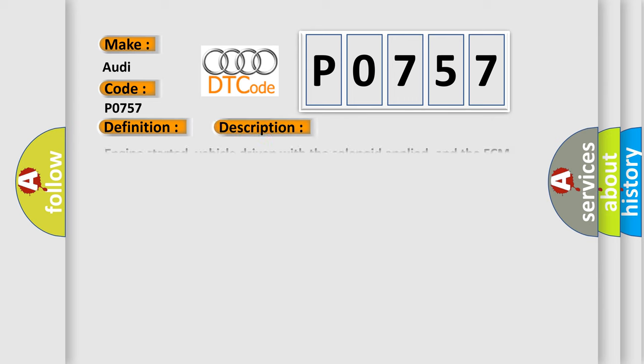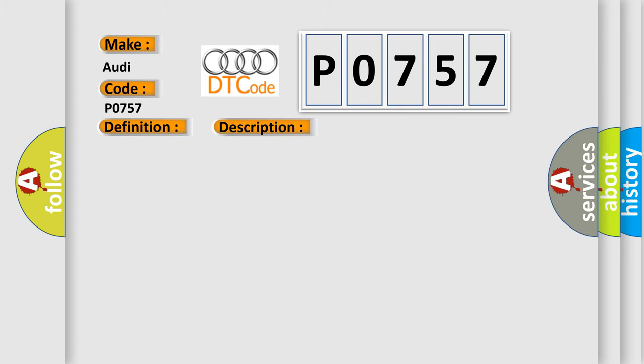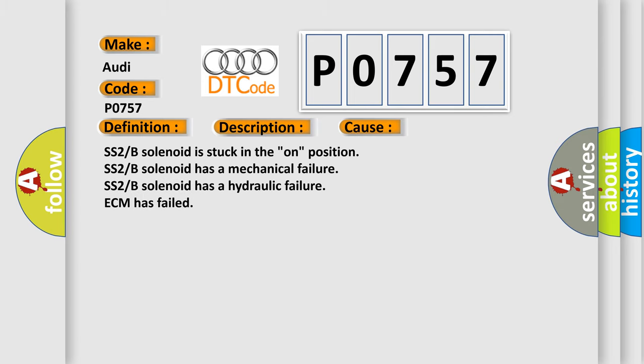And now this is a short description of this DTC code. Engine started, vehicle driven with the solenoid applied, and the ECM detected a mechanical failure while operating the Shift Solenoid 2B during the CCM test period. This diagnostic error occurs most often in these cases: SS2 or B solenoid is stuck in the on position, SS2 or B solenoid has a mechanical failure, SS2 or B solenoid has a hydraulic failure, ECM has failed.